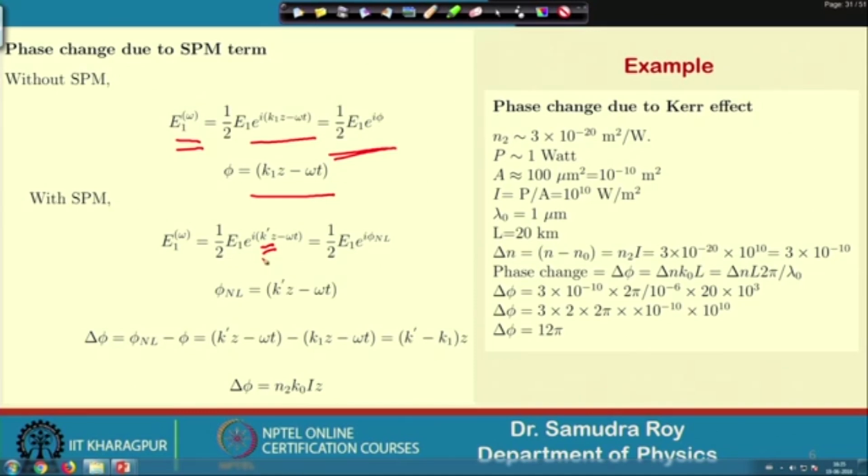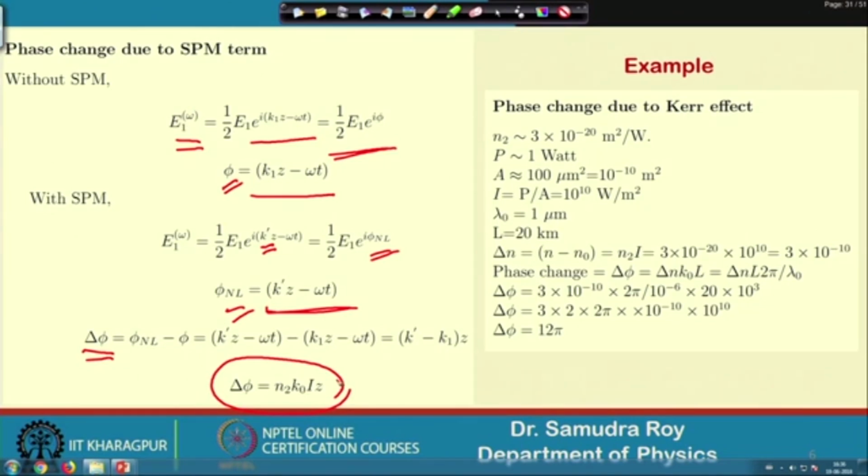So, if I write k1 z minus omega t as phi nonlinear, because this is coming from this nonlinear effect, then phi nonlinear is this quantity. So, phi was the phase without any nonlinearity, and phi nonlinear is the phase with nonlinearity. Now, if I try to find the difference between these two, we will simply find that the difference between these two phases is simply N2 k0 I into Z.